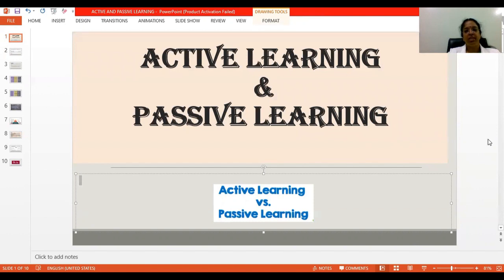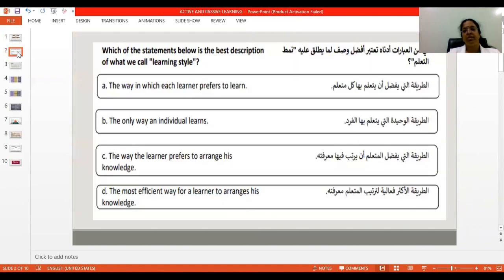Today we will see active learning and passive learning, the difference between active learning and passive learning. Before going into that, we will discuss a question which we have already seen in the TLS pedagogy guide as a sample question paper. So we'll see how to omit the three wrong answers and select the apt one.